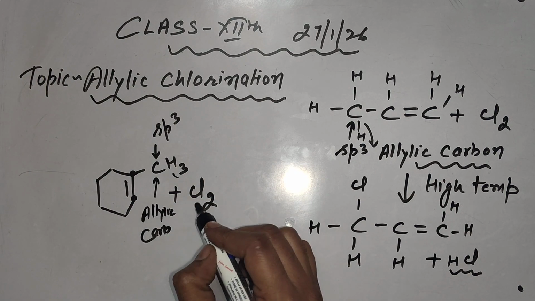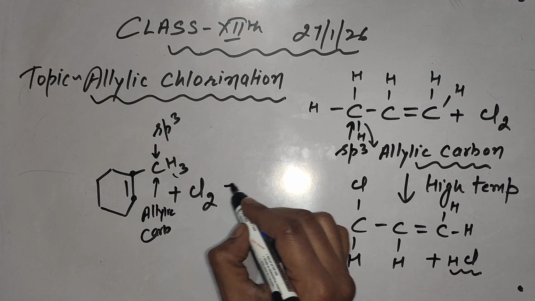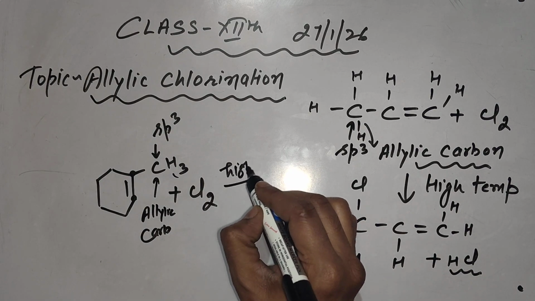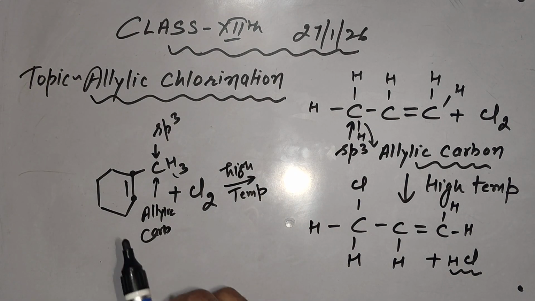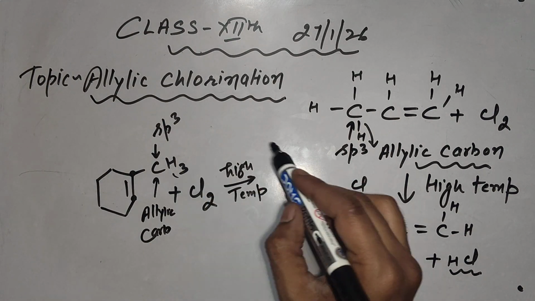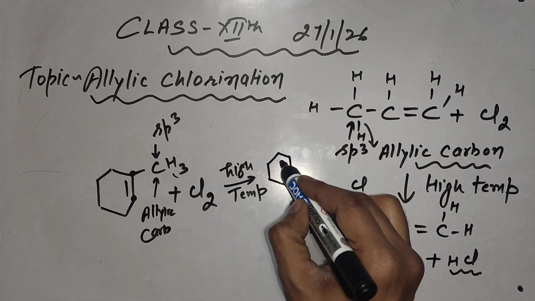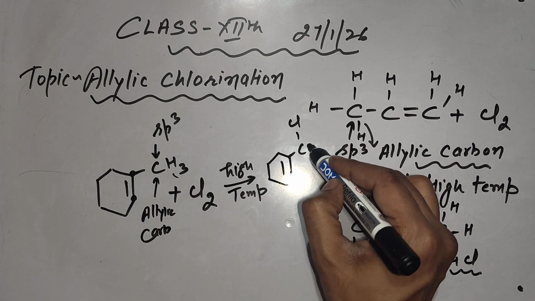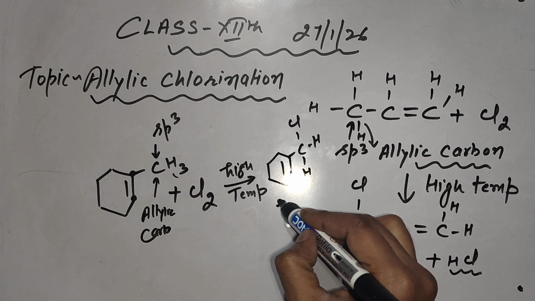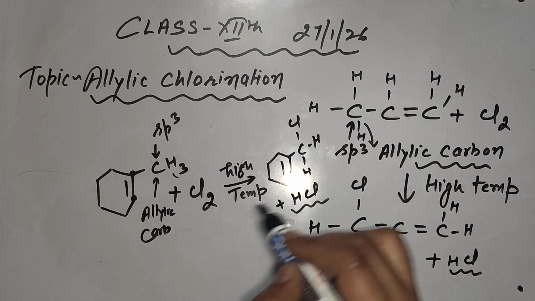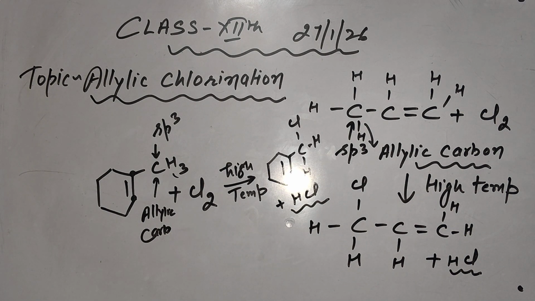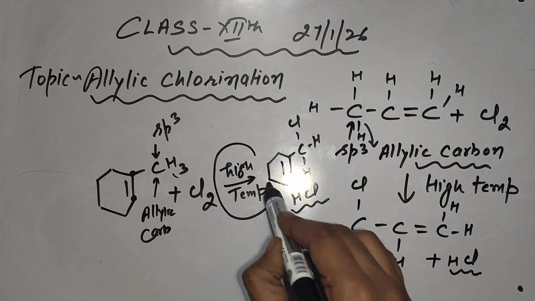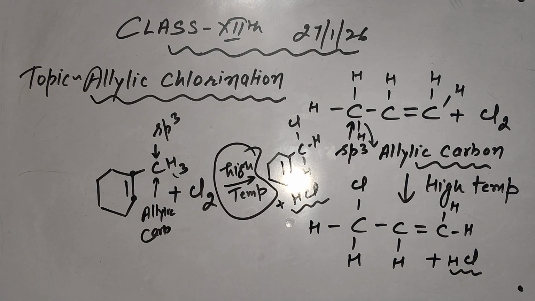Hydrogens are present over there and we are going to react it with chlorine. If the temperature is high, for allylic chlorination, high temperature is required, one hydrogen will be substituted and the side product will be HCl. Such reactions are known as allylic chlorination, which always happens at high temperature.